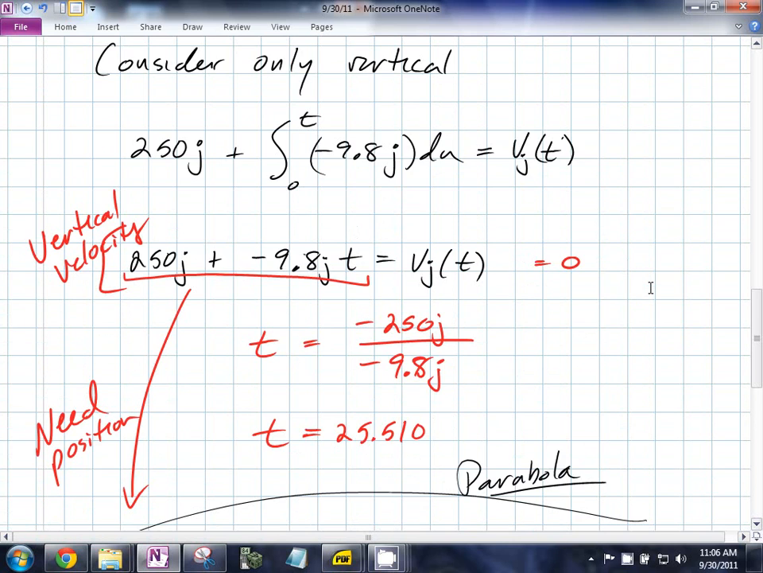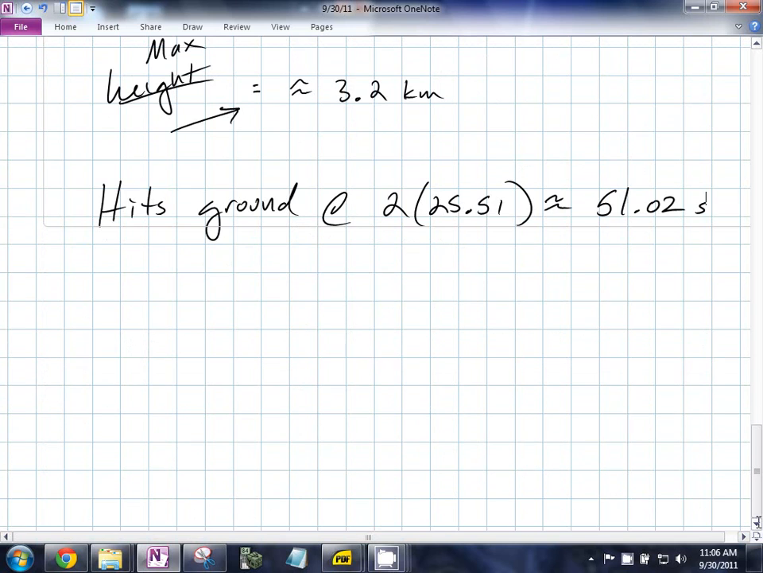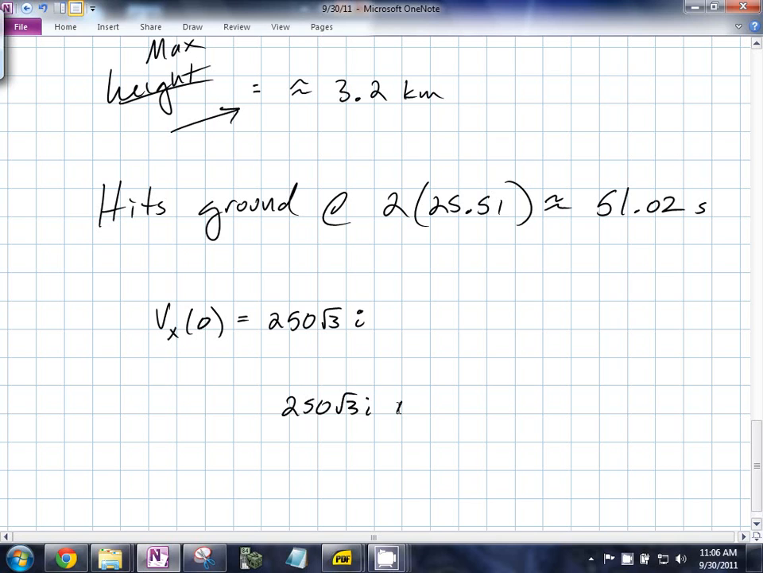So what should I write first here if I'm going to do this? Vx of t is going to be what? 250 root 3 times what? And that's not t. What is that? That's Vx at 0. Correct. So if we want to actually find horizontal position, what do we need to do? This plus, so 250 root 3 i plus the integral from 0 to t of what? Which is what?